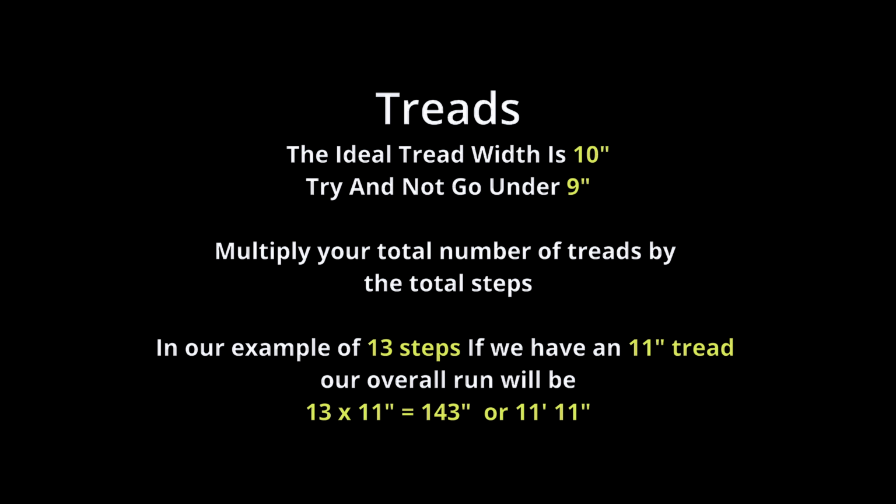Let's take a quick look at the treads. The ideal tread width is going to be 10 inches, and you want to try not to go under 9 inches. So if you want to know your overall length of your stringer, you're going to need to multiply your steps times your tread. In our example, we're going to go ahead and use an 11-inch tread. If we use an 11-inch tread, we're going to take 13 times 11, and that's going to give us our total of 143 inches, or 11 foot 11 inches. That is going to be for method number 1. If we attached our stringer as in method number 2, it would be an even 11 foot.